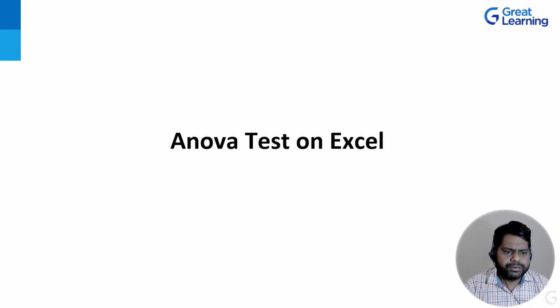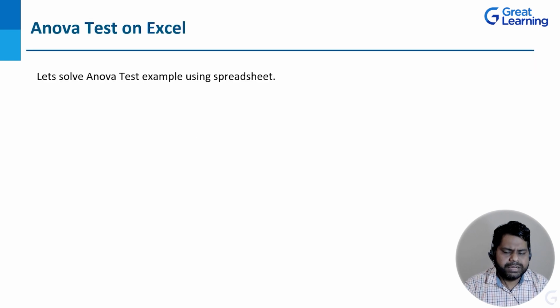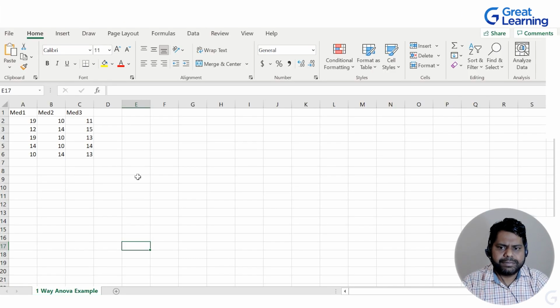Now let's move on to our next topic, that is ANOVA test on Excel. Here in this example, we will be solving an ANOVA test using a spreadsheet, either Google Sheets or Microsoft Office Excel. So without wasting any time, let's open our Excel sheet. Now let's take an example of medicine 1, medicine 2, medicine 3, and their impact on the recovery of patients. The same example we did in the earlier slide.